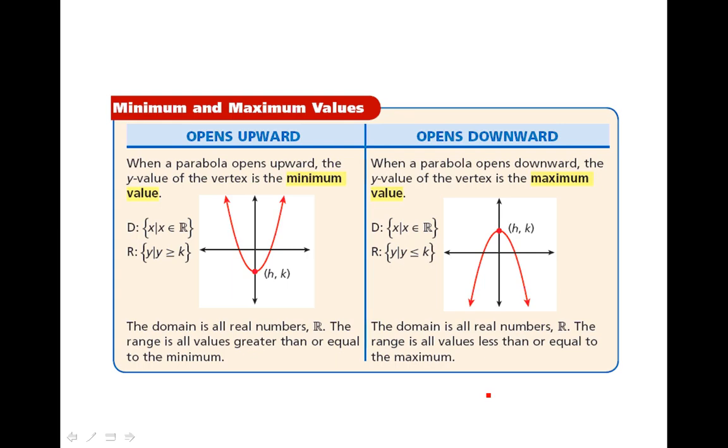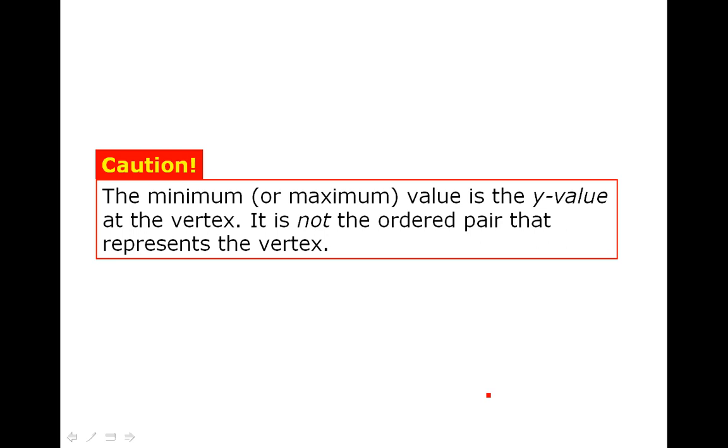So, like we mentioned before, if the parabola opens upward, it has a minimum. If it opens downward, it has a maximum. And the range for a graph that opens upward would be y values greater than or equal to k, or the y value of the vertex. And the maximum for a graph that opens downward would be y is less than or equal to k, or the y value of the vertex. So remember that the minimum or maximum value is the y value of the vertex. It's not the ordered pair.